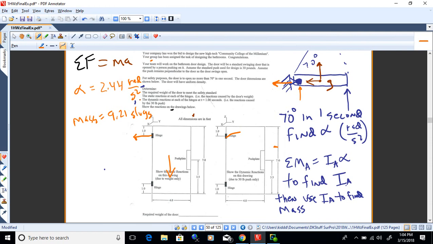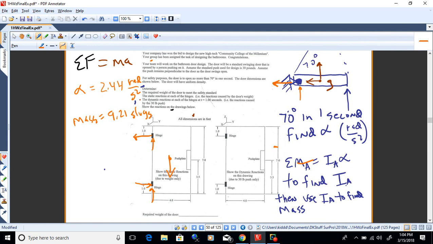That thing's going to pull back because of the moment imparted by the weight. You'll have a reaction going that way, and then you'll have them up at the hinges. So that's just going back to statics. And then also you're going to have dynamic reactions, which you'll want to calculate.